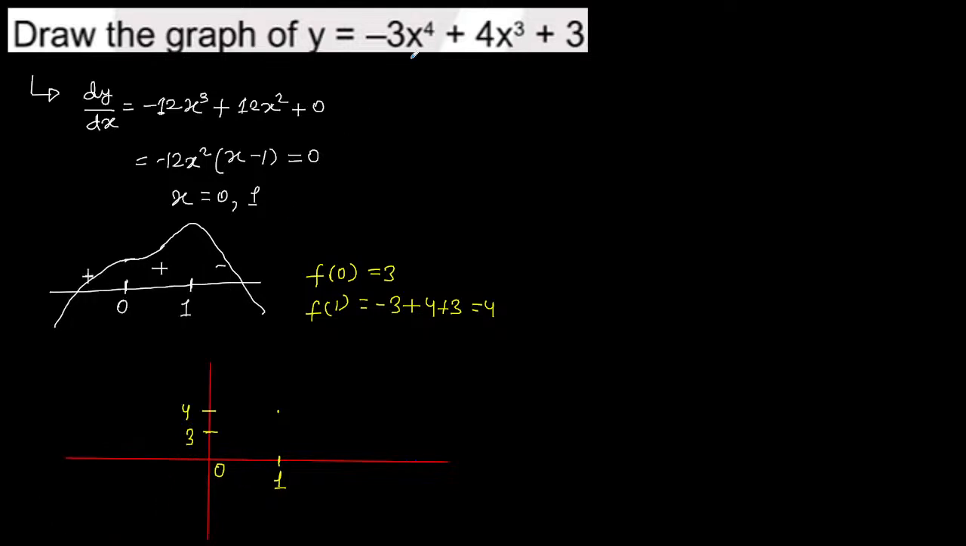So when x is minus infinity, the bigger term is infinity. So minus into infinity is infinity. So bigger term is minus infinity. At 0 it is 3, at 1 it is 4, and then it will go down. So this is the curve.